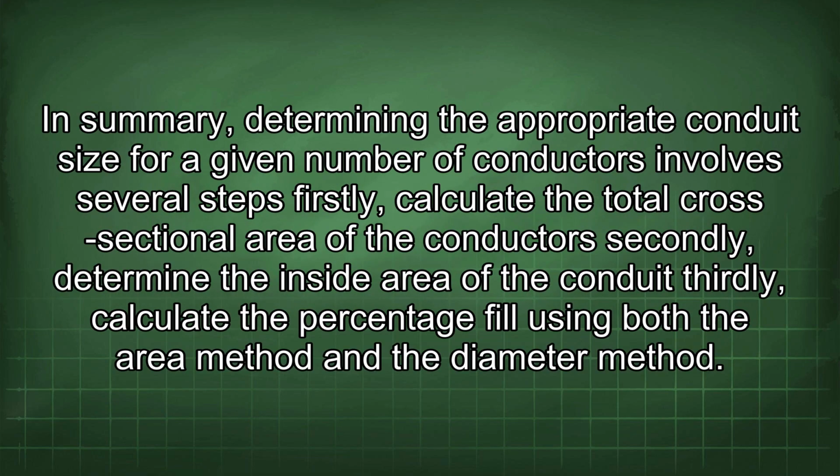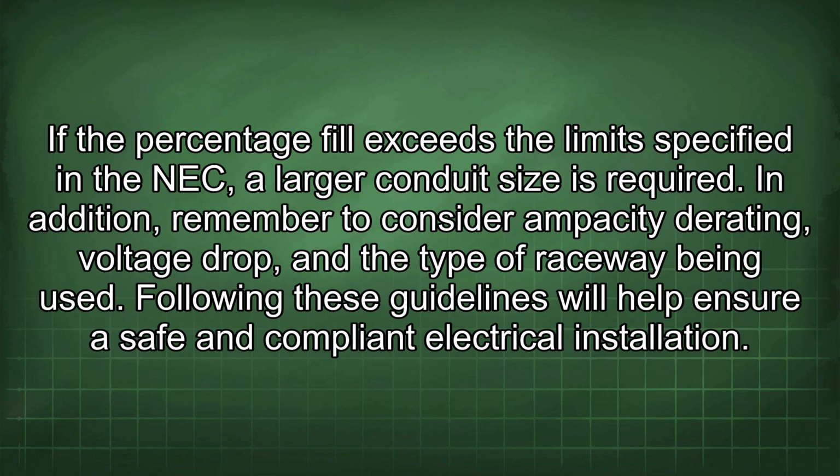In summary, determining the appropriate conduit size for a given number of conductors involves several steps. Firstly, calculate the total cross-sectional area of the conductors. Secondly, determine the inside area of the conduit. Thirdly, calculate the percentage fill using both the area method and the diameter method. If the percentage fill exceeds the limits specified in the NEC, a larger conduit size is required. In addition, remember to consider ampacity derating, voltage drop, and the type of raceway being used. Following these guidelines will help ensure a safe and compliant electrical installation.